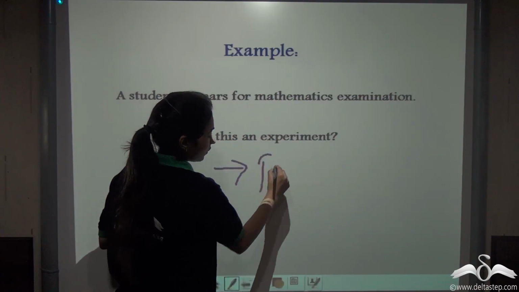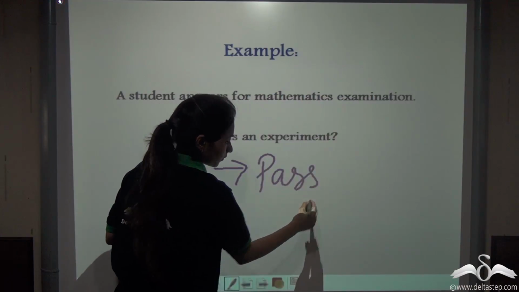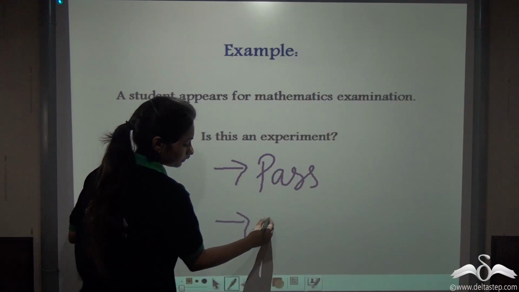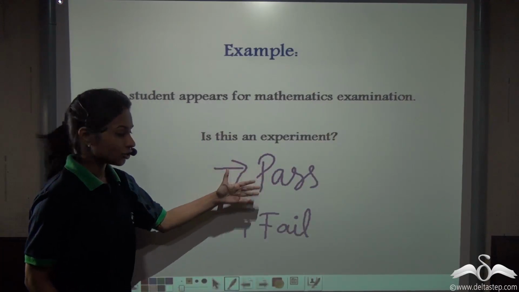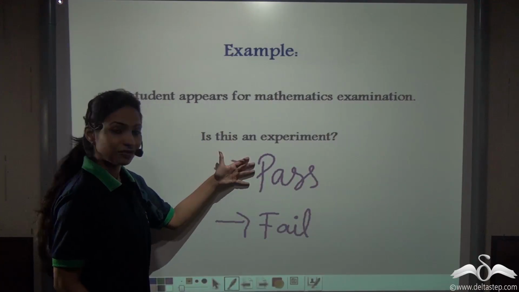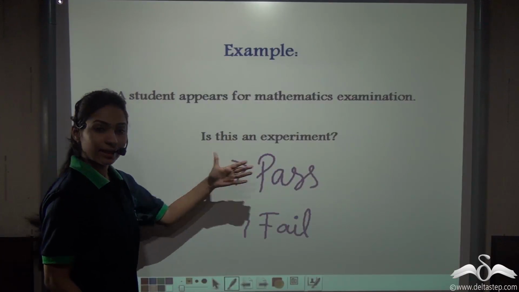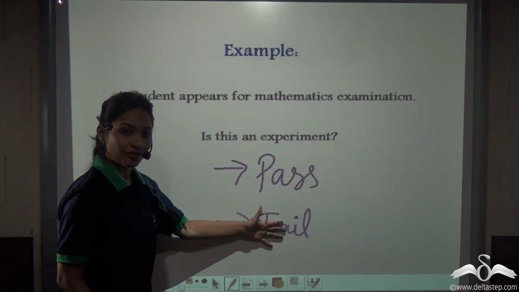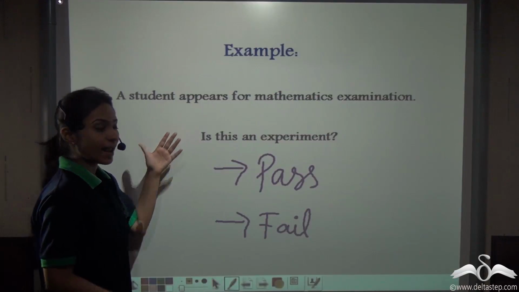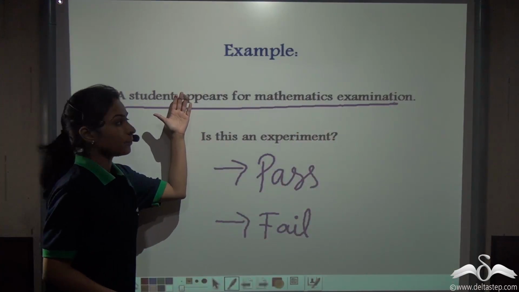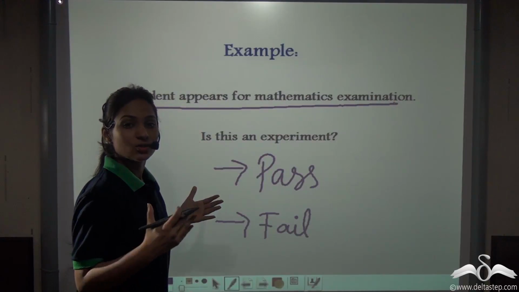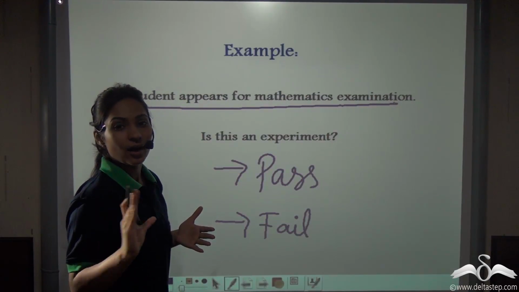A student appears for mathematics, what will happen? Either he will pass or he will fail. Well, there can be only 2 outcomes. Now, are you sure about these 2 outcomes? There is no confusion about it. So, either he can pass or he can fail. So, this is an experiment. Why is this an experiment? Because this is an activity that leads to a set of clearly defined outcomes.